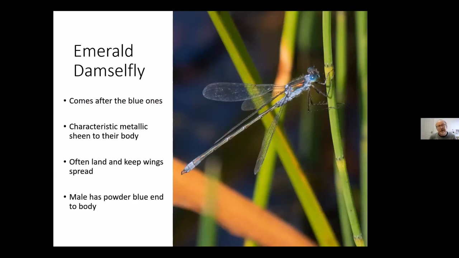In a month or so's time, you're going to start seeing another one that has an iridescent thorax here. This is called the emerald damselfly. I say in a month or so's time because it tends to come after the blue ones have been out for a while, and it's easy to identify because of this sometimes coppery, but often really like an emerald jewel. You'll see it catching your eye. You'll think somebody's dropped a jewel.